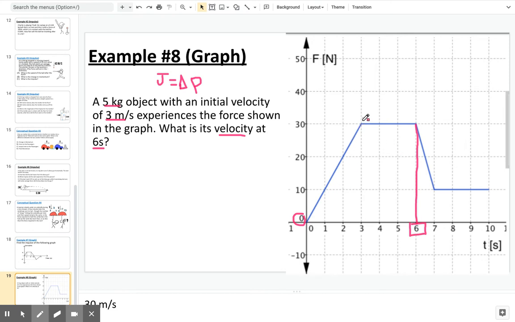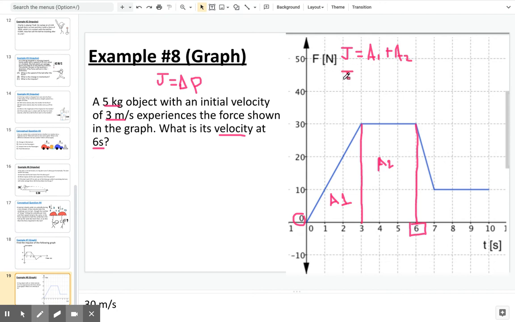We can see here, right? We can break this into 2 easy to model shapes. So I have one triangle here, which I'll call area 1, and I have a rectangle here, which we'll call area 2. So our first step here is to find the impulse. And I'm going to do that right on the graph, actually. So impulse is going to be equal to area 1 plus area 2.